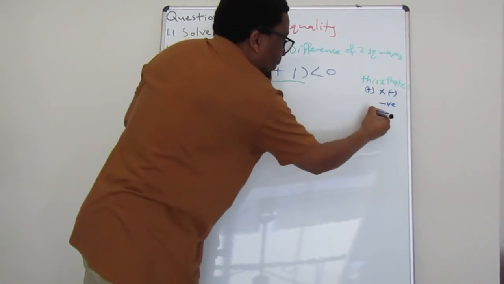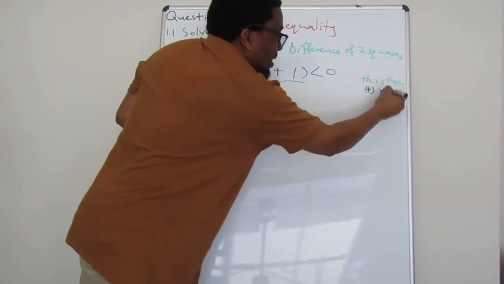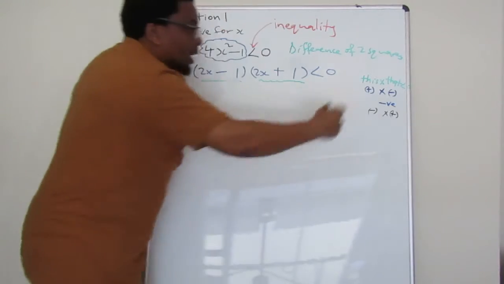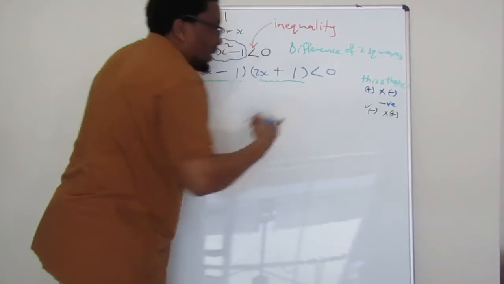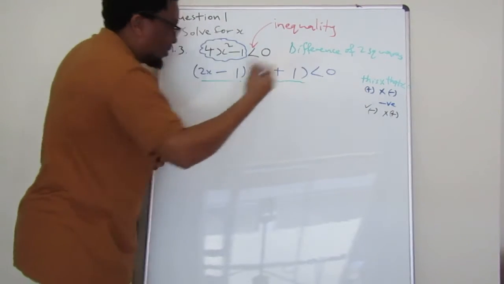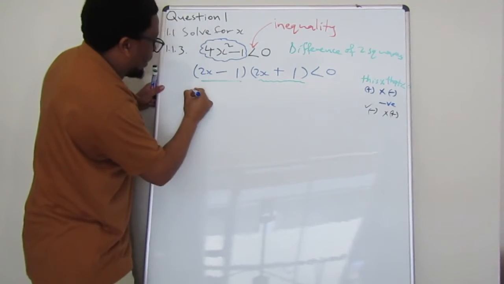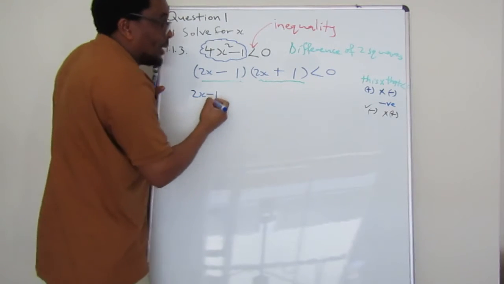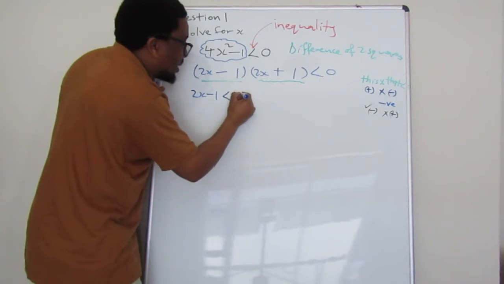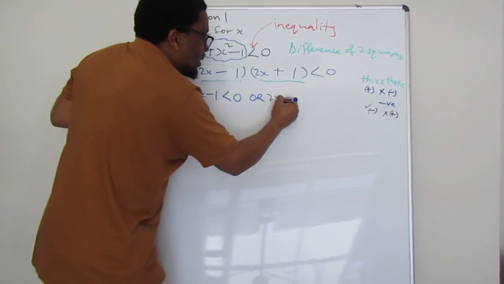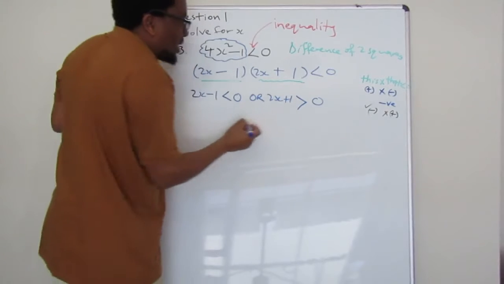Or vice versa, I could make this one negative, just as an example. If this is negative, then that one will have to be positive, meaning that bracket will have to be greater than 0. Let's take this one for example; yourself at home, you can do the other one. If 2x minus 1 has to be negative, then the whole bracket must be less than 0, or 2x plus 1, the whole bracket, must be greater than 0.